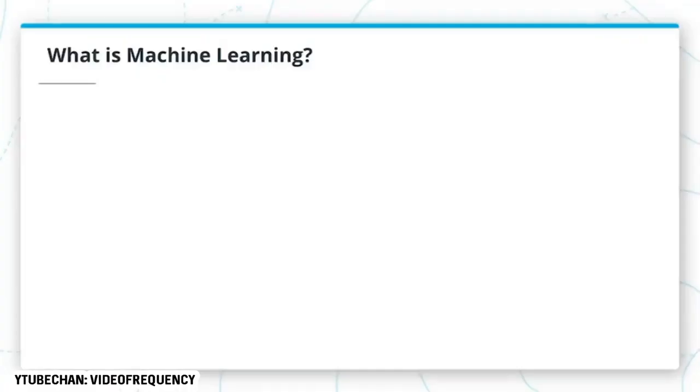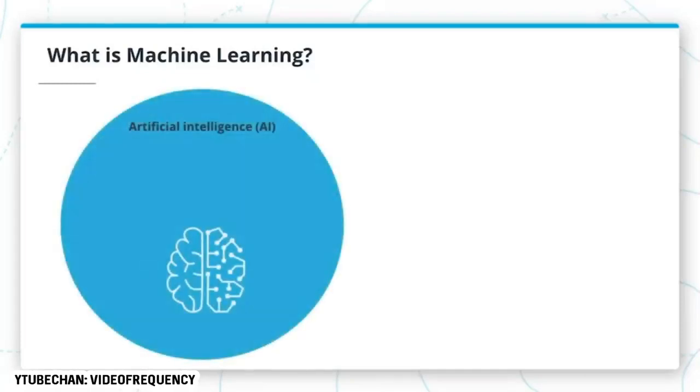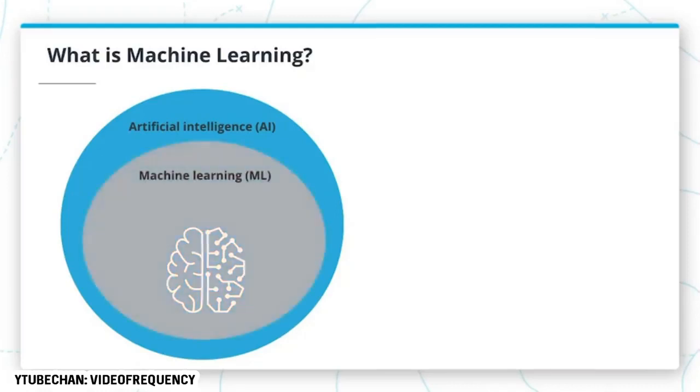To start, let's talk about the relationship between artificial intelligence, or AI, and machine learning. AI refers to the broad capability of machines to perform activities using human-like intelligence. Machine learning, or ML for short, is a type of artificial intelligence. It allows computers to automatically learn and improve from experience without being explicitly programmed to do so.